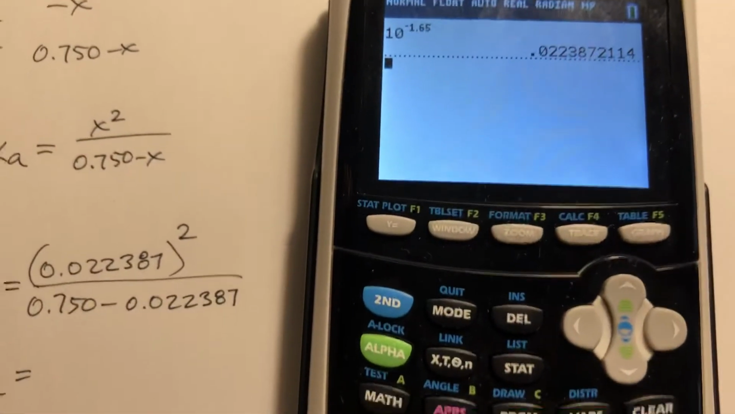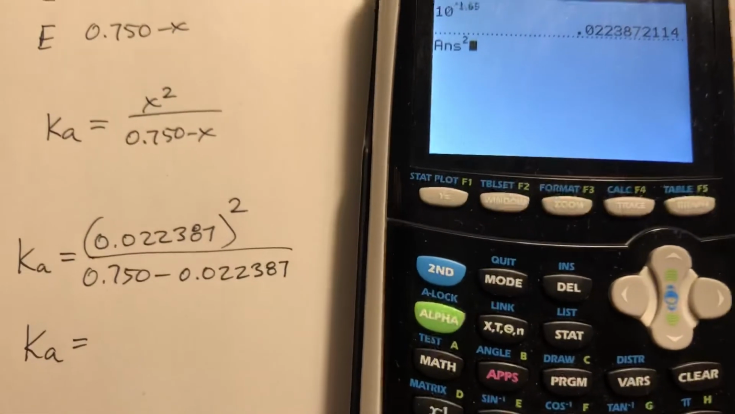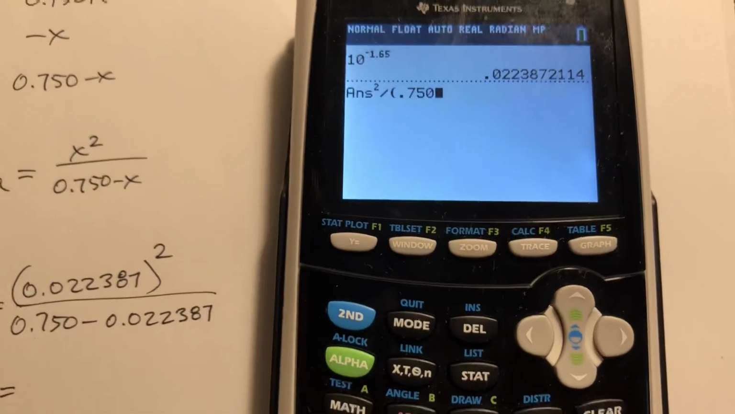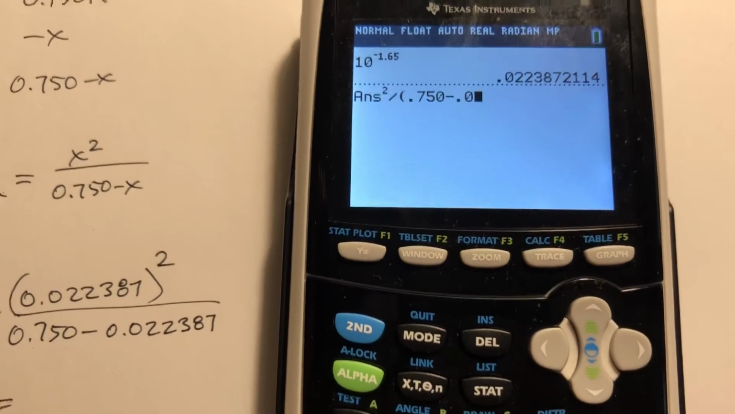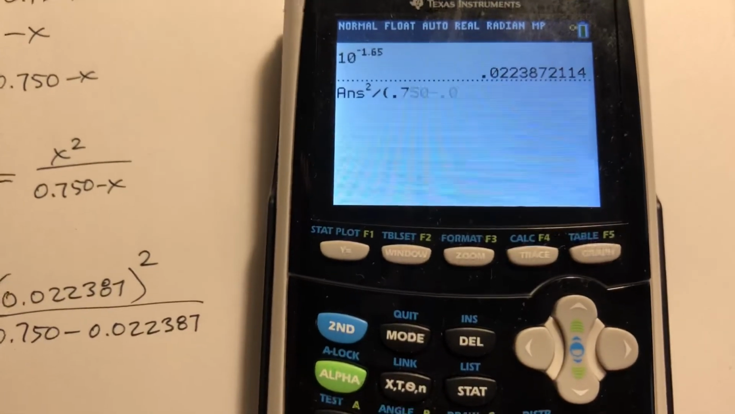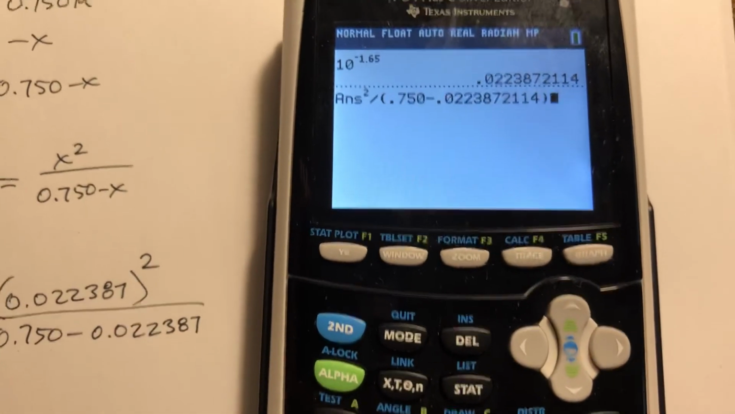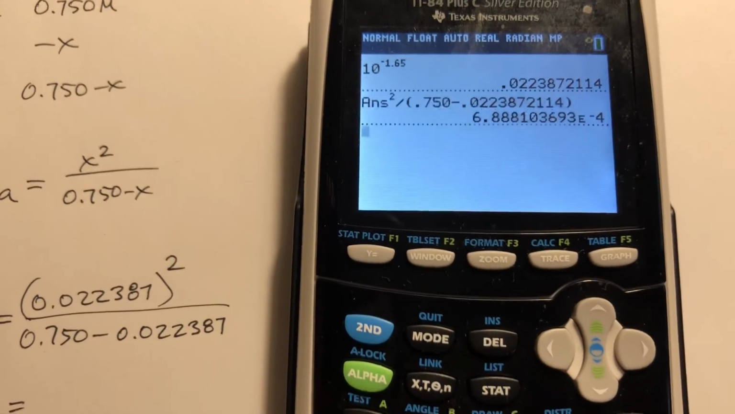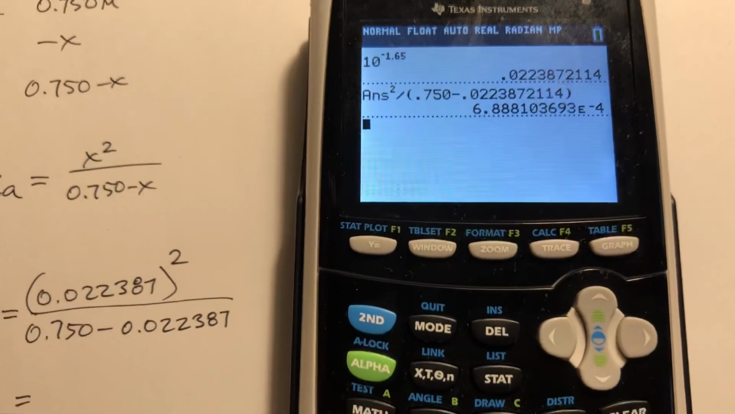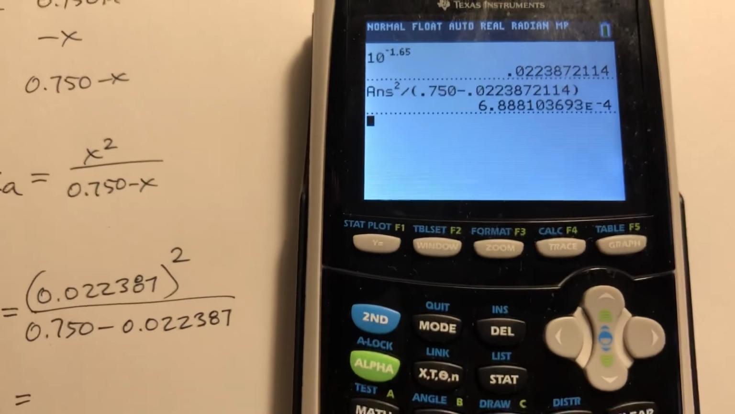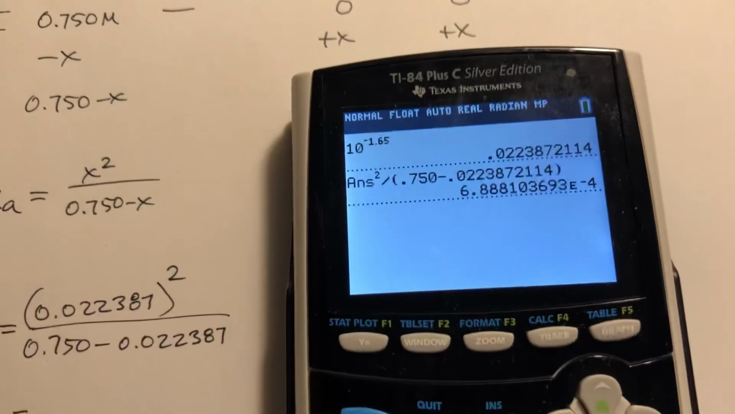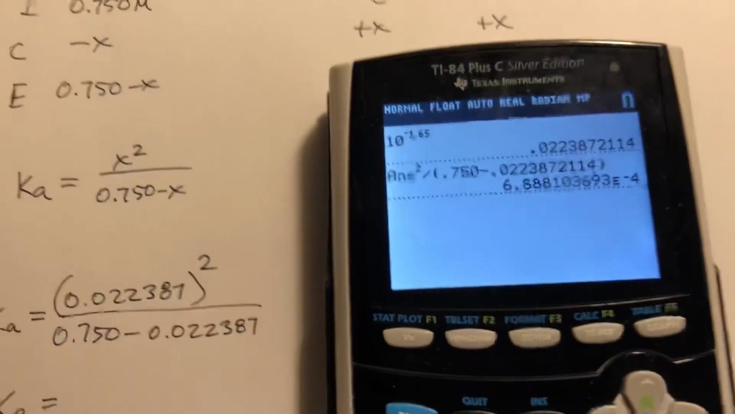So it's going to be that number squared divided by 0.750 minus 0.0223872114. We're going to plug it all in, which should be what we have over there, right? Hit enter. It comes out to 6.888 times 10 to the negative fourth. We basically get 3 sig figs, so 6.89 times 10 to the negative fourth.